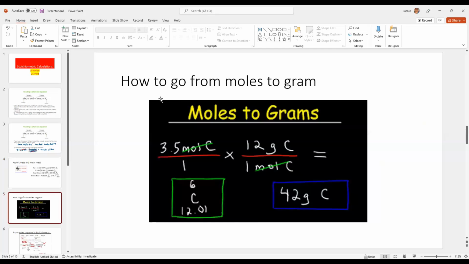For example, how can you go from moles to grams? You have 3.5 moles of carbon, and you know that 1 mole of carbon is 12 grams of carbon. Then using dimensional analysis, you cancel moles of carbon with moles of carbon, and you get that 3.5 moles of carbon is 42 grams of carbon.